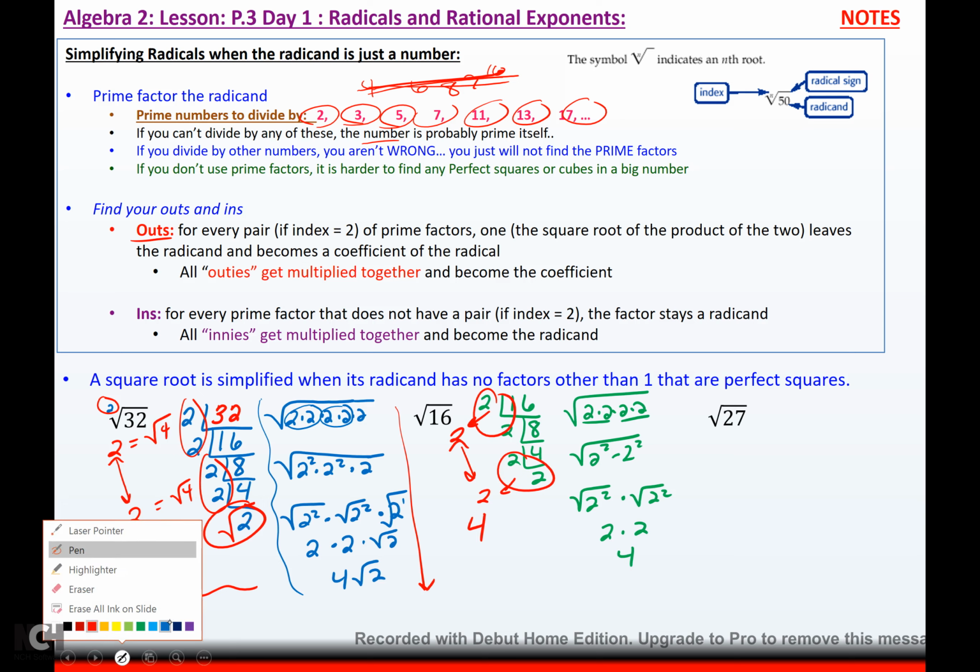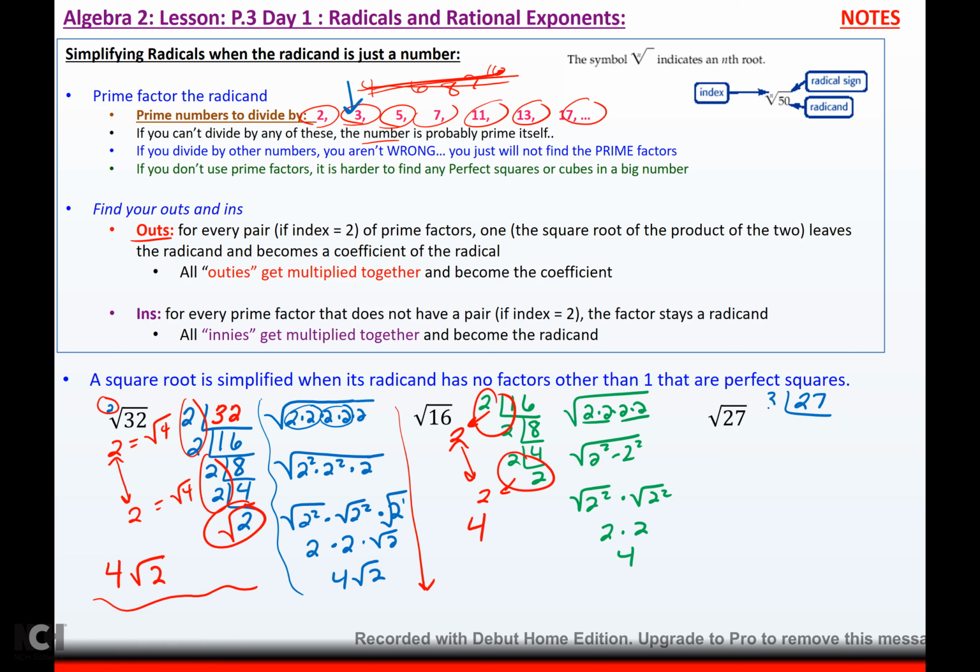Okay, 27, I can't divide by 2, so I check my next prime, which is 3. 27 divided by 3 is 9. By 3 again is 3. So I can rewrite 27 as 3 times 3 times 3.